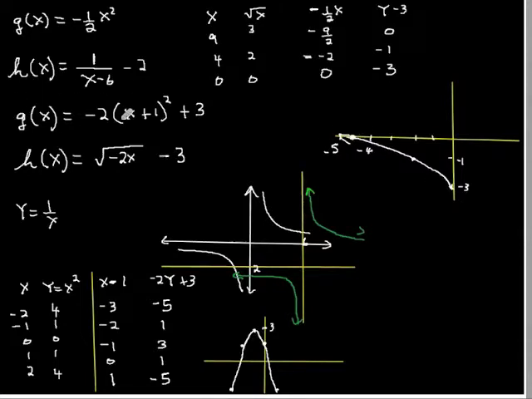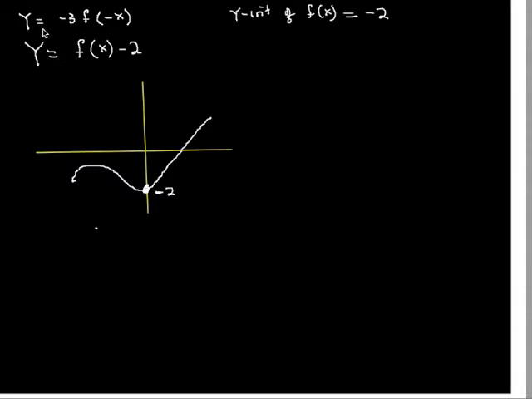And you can see that the transformation works. The parent function was over here. We did indeed reflect it in the y-axis. We did indeed shift it down by 3 units. And we did indeed change the shape of the graph here.